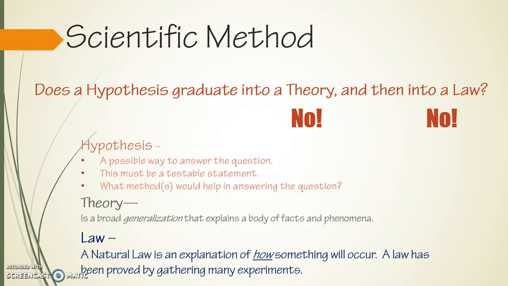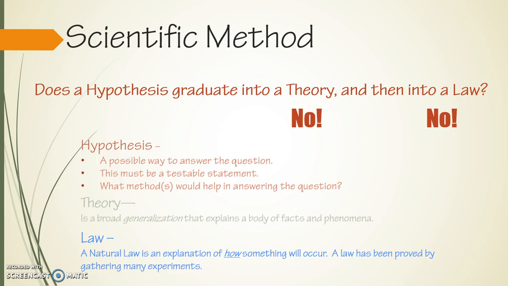Okay, it says a natural law. It's also called a scientific law, and it's also called law. Okay, it's an explanation of how something will occur every time. Okay, it's a law that has been proved many times by gathering many experiments, like Sir Isaac Newton's laws of motion. Okay, he explained that if you're going to apply more force to it, it's going to accelerate faster. Okay, it's going to take more force to push something heavier at the same rate. Okay, that's a law that has been proved, and you know what? Laws and theories can be used to help support your hypothesis. Okay, in your conclusion, you can use both of them to help support your hypothesis.